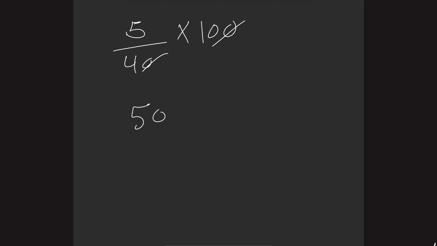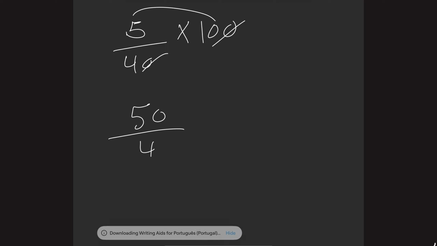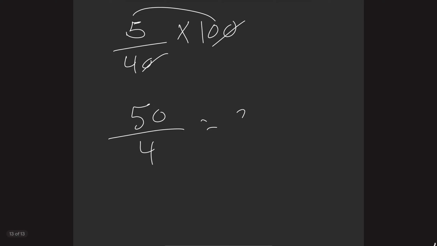Right, this is a percentage, guys. What do we do? Multiply by 100. The 0 will be removed from both sides. So I'm going to have 50, because 5 times 10 is 50, over 4. Okay, since they're both even, it's going to be 25 over 2. Okay? And that would be it.